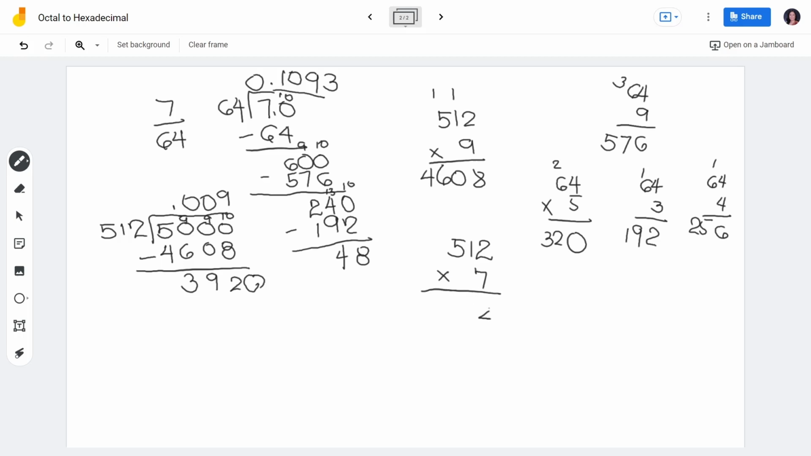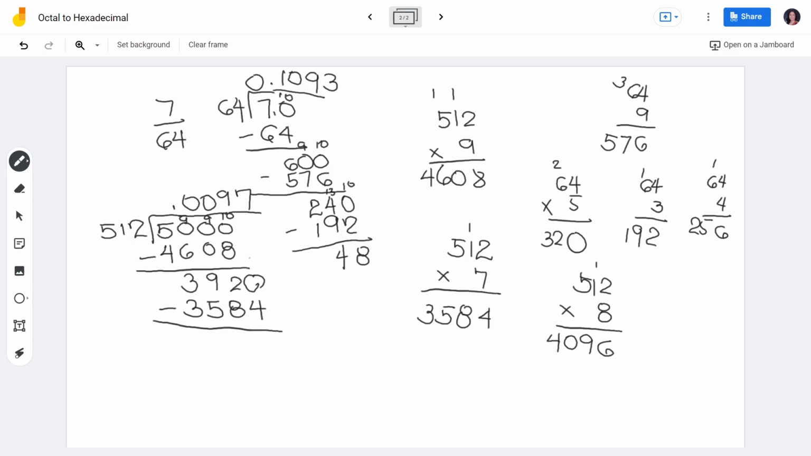We have 2 times 7 is 14. Then 7 times 1 plus 1 is 8. 7 times 5 is 35. So 3584. Let's try 8. 512 times 8. 2 times 8 is 16. 8 times 1 plus 1 is 9. And 8 times 5 is 40. So that will be 4096. That's already our fourth place. So 512 times 7 is 3584. Let's just solve it.